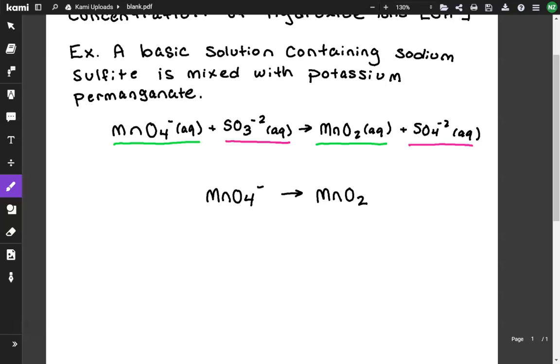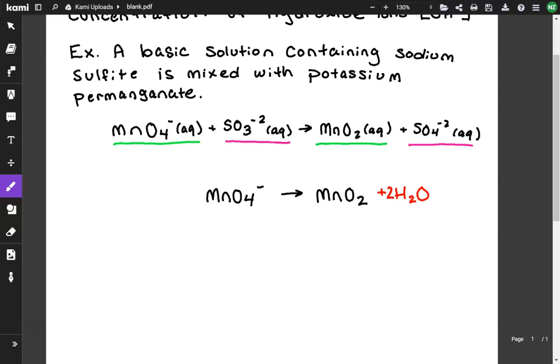What else is in this equation? Oxygen. Balance the oxygen with H2O. So I'm going to add H2O over here. How many do I need to balance? 2. Because I have 4 oxygens on the left, I have 2 on the right. I need 2 more oxygens, so I'm going to add 2 H2Os here. Okay?